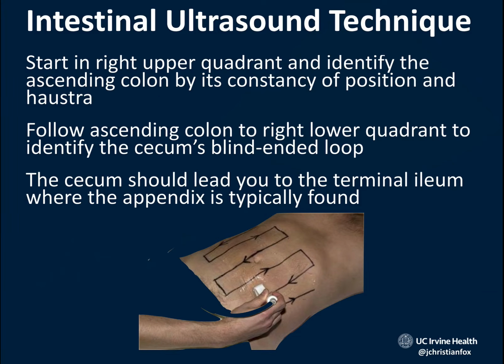Now, the technique that you want to use is what we call mowing the lawn. You want to start in that right upper quadrant and look for that ascending colon, and it's usually pretty easy to see with the haustra, and you kind of know where it's supposed to be. And then you just follow that ascending colon down to the right lower quadrant, and then you'll see the cecum's blind-ended loop down there many times. And then this cecum should lead you to your terminal ileum, where you'll see your appendix sort of hanging off.